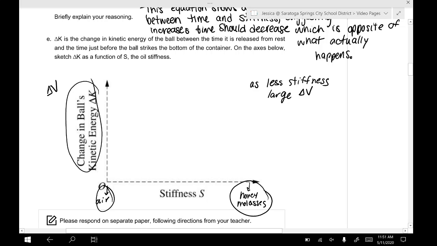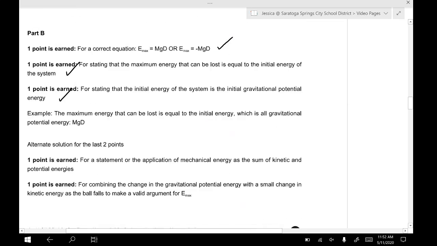Very quickly corresponds to a larger change in kinetic energy, and honey and molasses corresponds to a low change in kinetic energy. Now, just like we talked about before, we're never going to reach this vertical axis because that represents zero stiffness, which if we have something in the container, then that's not going to be true. So I'm not going to touch the vertical axis. So my graph is going to look something like that. Where I have a large change in kinetic energy at small stiffnesses and a small change in kinetic energy at large stiffnesses. Okay, let's check my points.